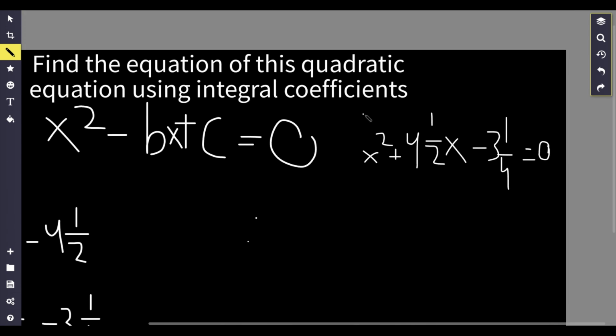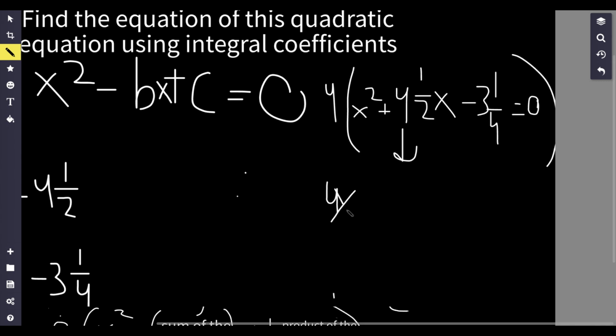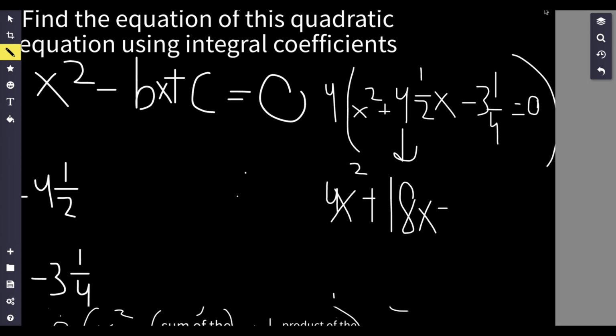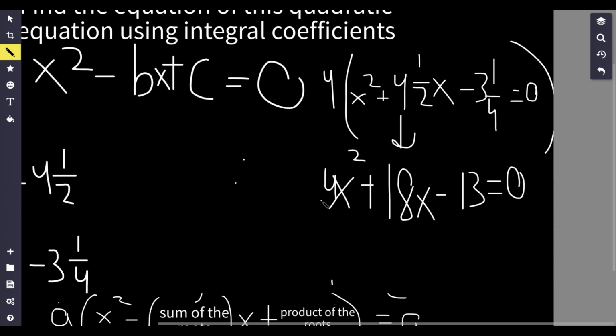So all I'm going to do is multiply this equation by the lowest common multiple of 2 and 4, which is just 4. And now I have 4x squared plus 4 times 4.5. 4 times 4.5 is 18. So 4x squared plus 18x minus 3 and 1/4 times 4, which is just going to be 13. So minus 13 is equal to 0. And you'll notice how now everything is an integer, right? 4 is an integer, 18 is an integer, and negative 13 is an integer. And that is the answer.